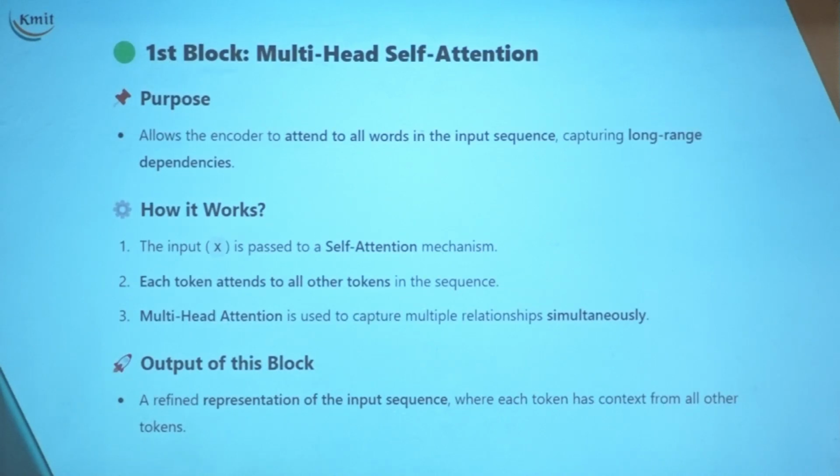Okay. What is the first block inside the encoder? Multi-head attention. Now when we talk about multi-head attention, the input X that I am taking is passed to the first block, which is called the attention block. Inside the attention block, which mechanism am I opting? The self-attention mechanism. Can you see there? The input X is passed to a self-attention mechanism. Each token attends to all other tokens.